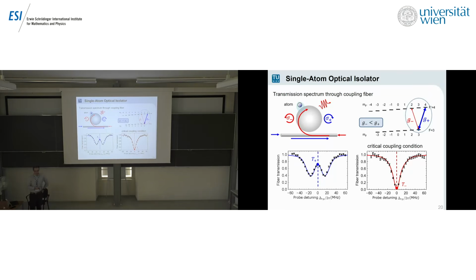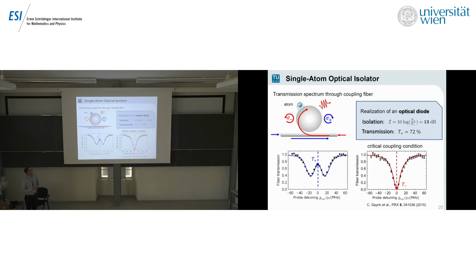And this already gives you the functionality of an optical diode where you have high transmission in one direction and zero transmission in the other direction. And if we calculate the isolation of this device, we get 13 dB and a forward transmission of 70%, which was already unprecedented for integrated devices.